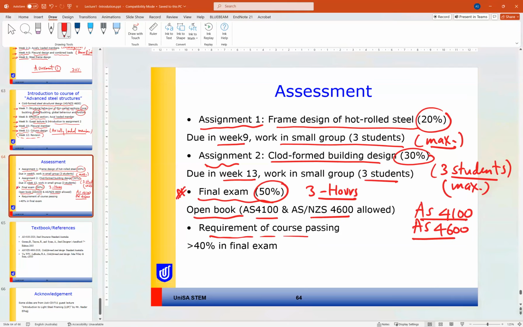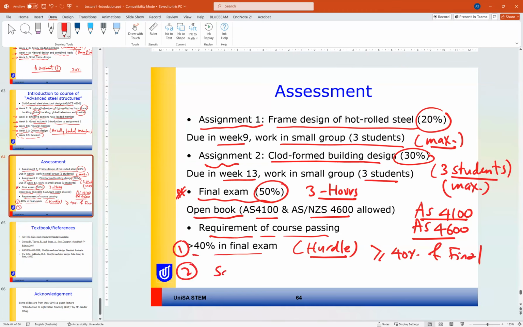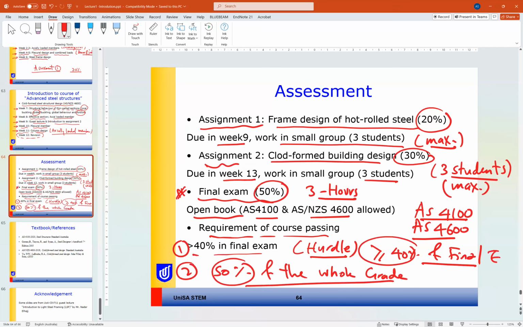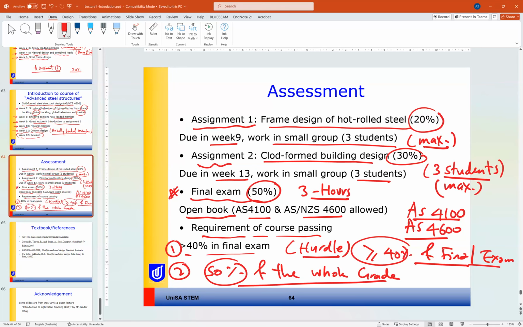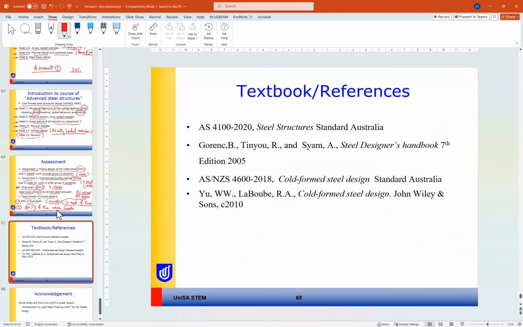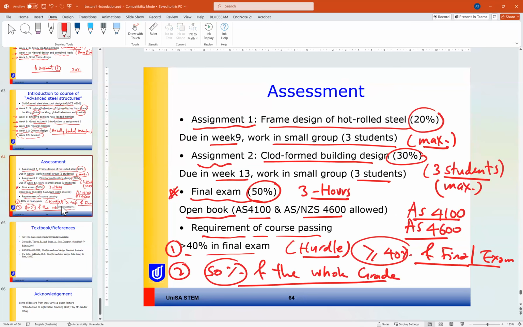The requirement of passing this course, as you know, there's two requirements. One exam hurdle, so you need to get more than or equal to 40% of the final exam. This number 1. Number 2 is the general requirement to get 50% of the whole grade of the course. So we have two requirements to pass, 40% in final exam and 50% in total. Okay, do you have any question for me, guys, about that? Or any clarification is needed?